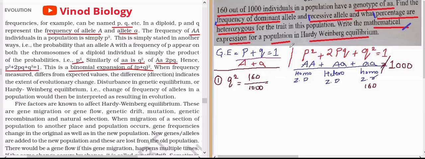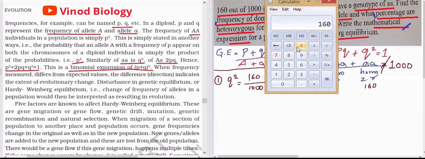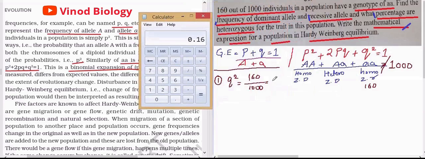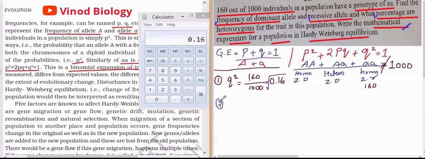If you make it, let's go for a calculation, simple of course. 160 divided by 1000 is 0.16. If we have to find q, this is important. How to find q? We can make it a root. q square can be made a root. So q is equal to root 0.16. If simply you make it root, what is it? 0.4. So q is equal to 0.4. Simple. So now we got q.